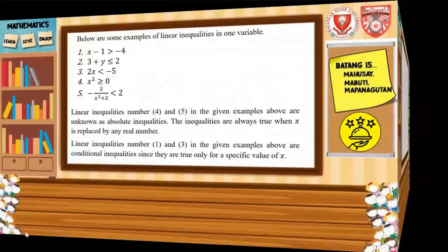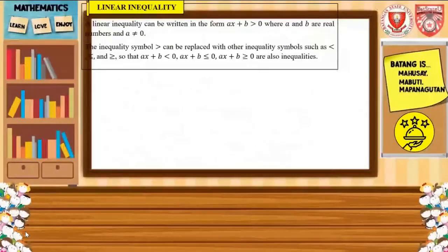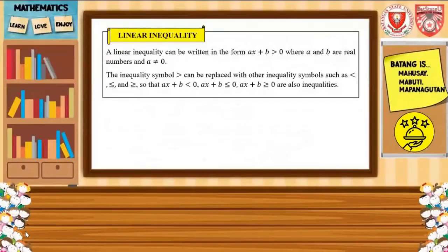A linear inequality can be written in the form ax plus b greater than 0, where a and b are real numbers and a is not equal to 0. The greater than symbol can be replaced with another inequality symbol such as less than, less than or equal to, and greater than or equal to, so that we have the forms of a linear inequality.